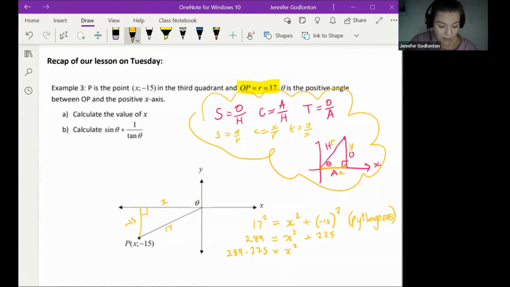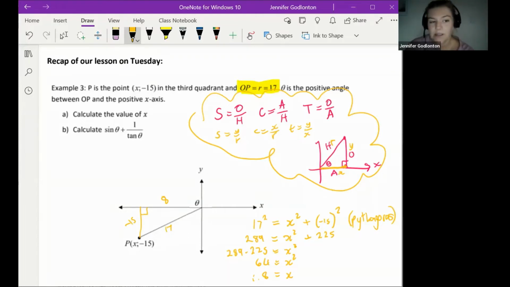So we have 289 minus 225, which is 64. And so we're going to square root that 64 and see that x is then 8. Okay. So now I know that x is 8.